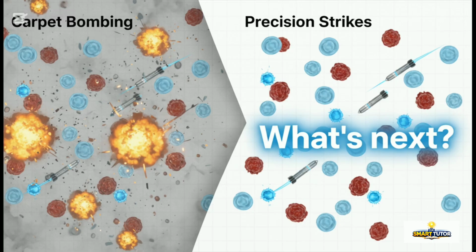The evolution of this microscopic war is just a testament to our growing understanding of the enemy within. The strategies are getting smarter, they're getting more targeted, and they're getting more effective. And it really leaves us with a critical question. As our weapons get more and more precise, what will the next great breakthrough in this battle even look like?